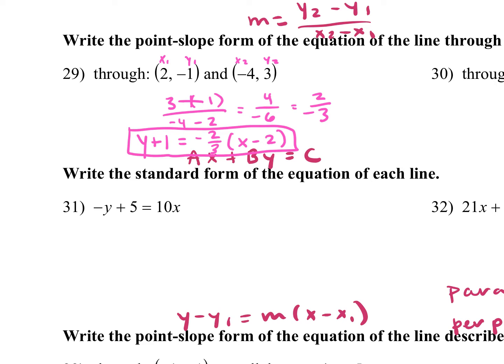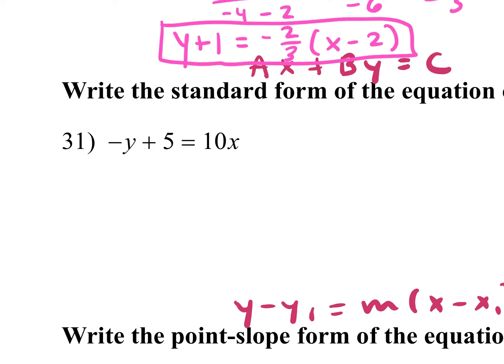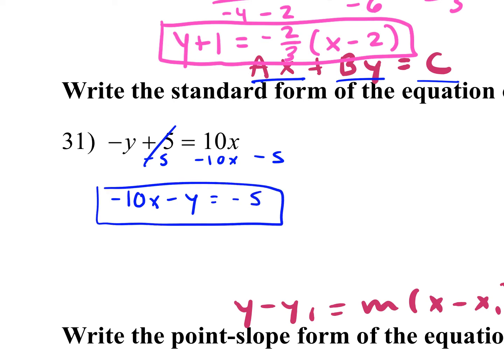All right, 31. Write the standard form of the equation of each line. So that's a times x plus b times y equals c. So I need to rearrange this to be x, then y, then equals c. So I'm going to move my x to the other side, so subtract 10x, and I'm going to move my constant to the other side, so that 5 to the other side. So subtract 5. So I have -10x minus y is equal to -5. And that's standard form. So let's do 32 also.